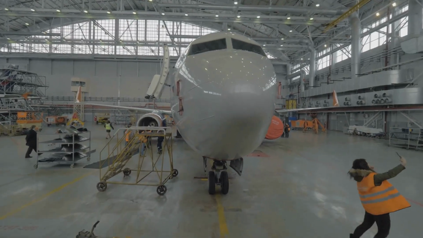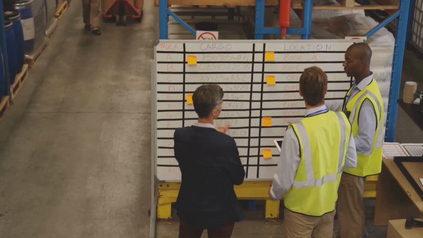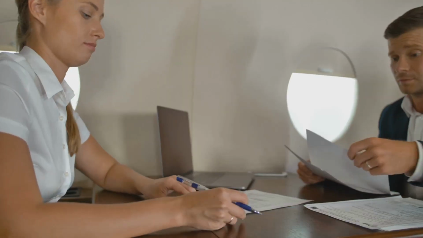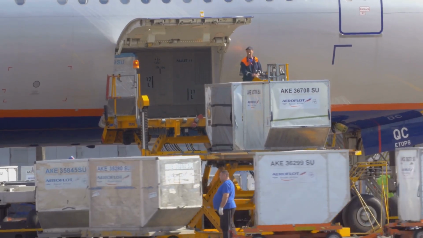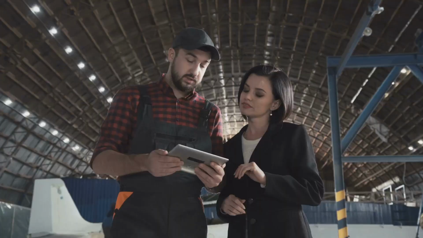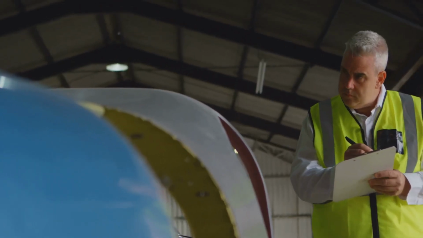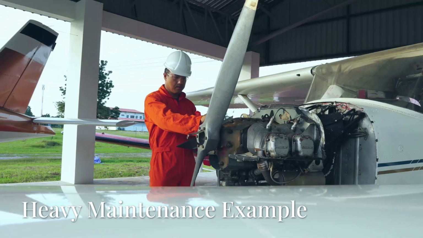Now, when it comes to heavy maintenance, the supply chain's role gets even more complex. They're responsible for long-term planning with lead times of 6 to 12 months. They manage complex procurement contracts with vendors, schedule bulk shipments of materials, and coordinate with engineering for part supersessions, service bulletins, airworthiness directives, and life cycle updates. It's a lot to juggle, honestly.